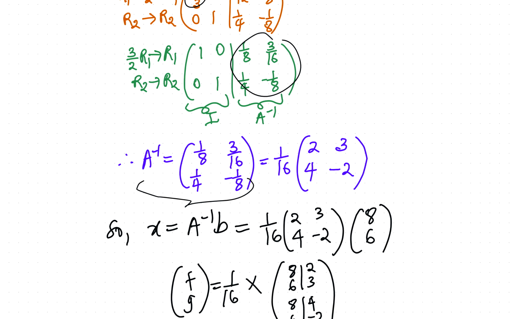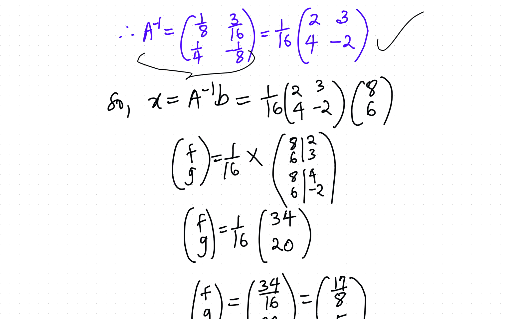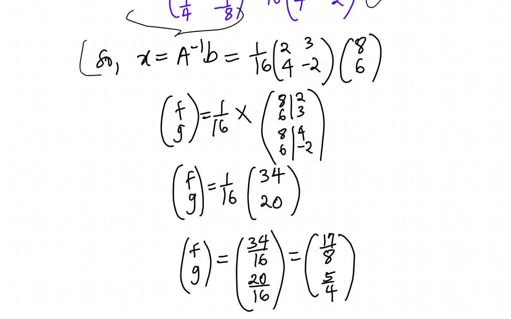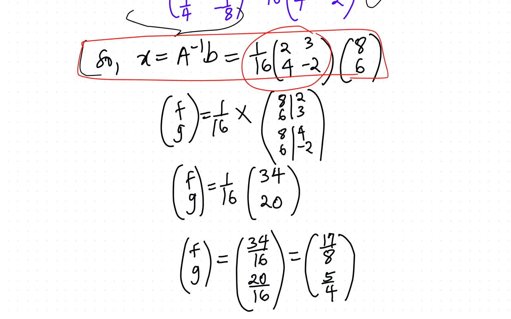So this is the inverse now. But don't forget, you are not just looking for the inverse. You are looking for the inverse so we can get x. Don't forget where we are coming from. We remembered that x was given as A inverse B. Now that we have A inverse to be 1 over 16 into 2, 3, 4, minus 2, and don't forget B, the right-hand side, is 8, 8 and 6.